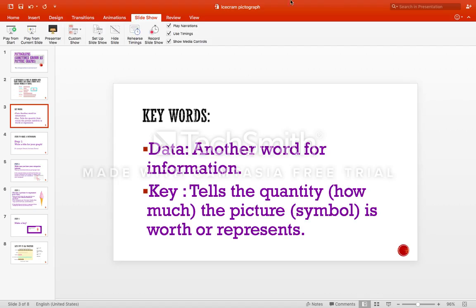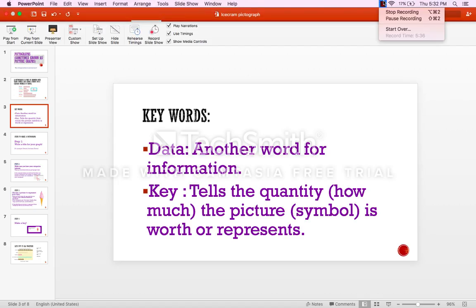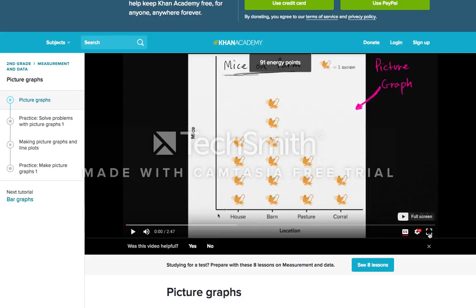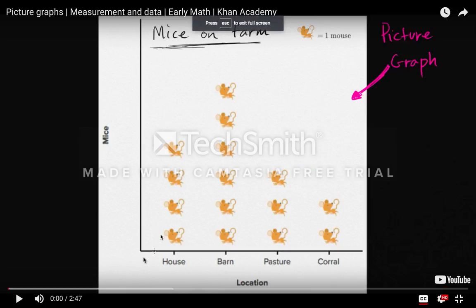We're now going to watch the Khan Academy video. So stay tuned, and I'm going to switch over to that real quick, and I'll be right back. Okay guys, so this is our Khan Academy video. Remember that he calls it a pictograph, but I would like you to call it a pictograph. So let's watch and see how he does this.